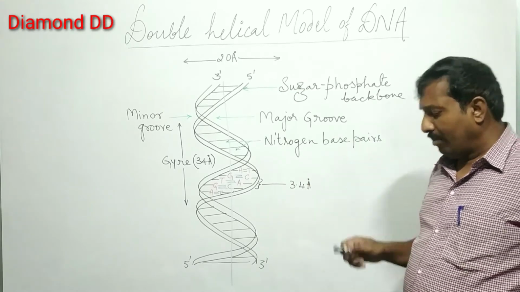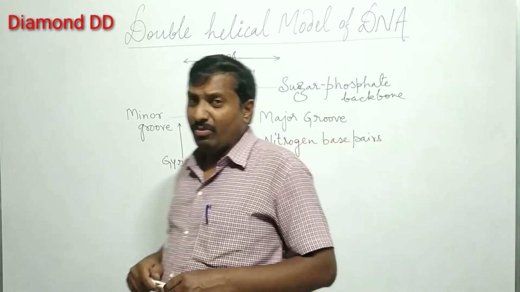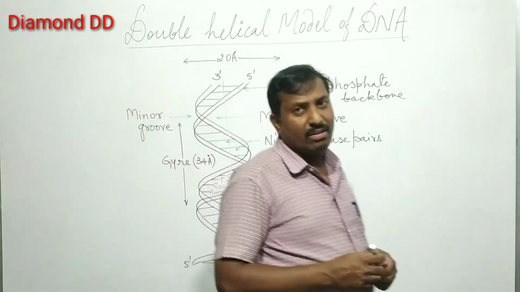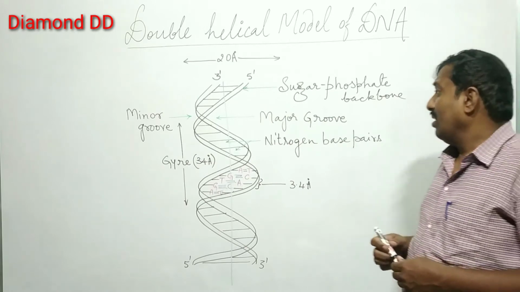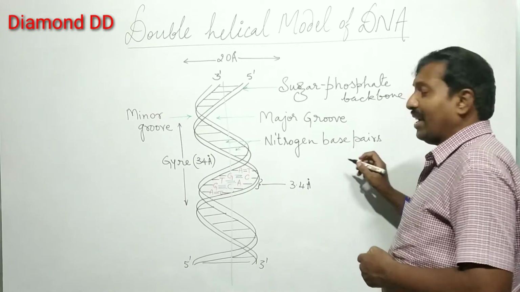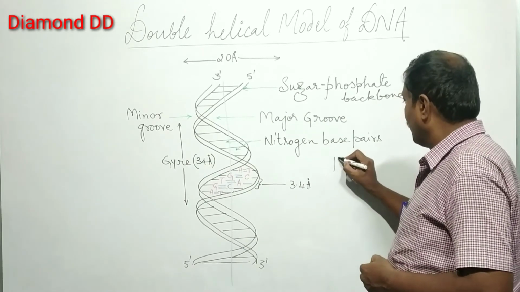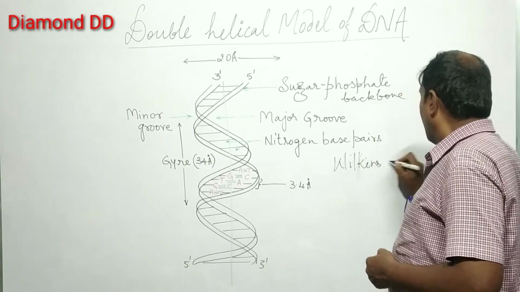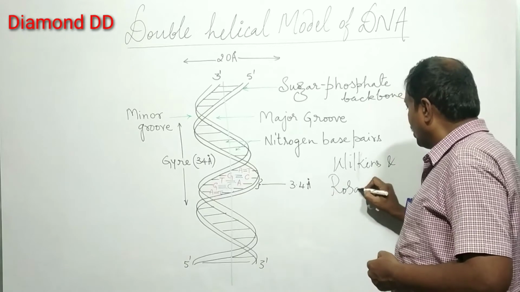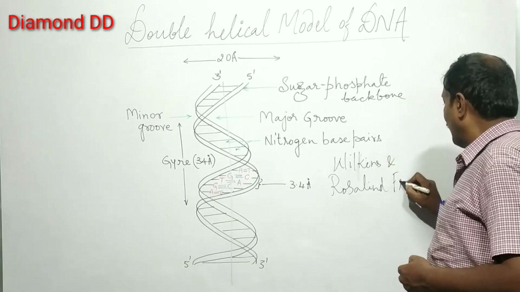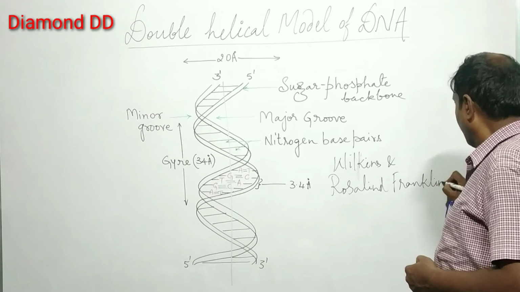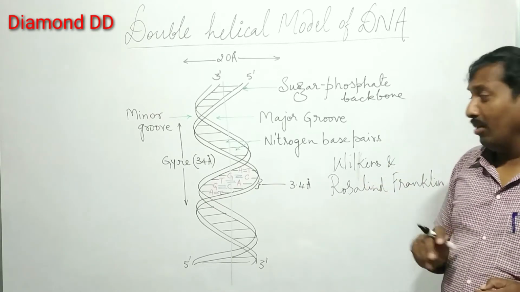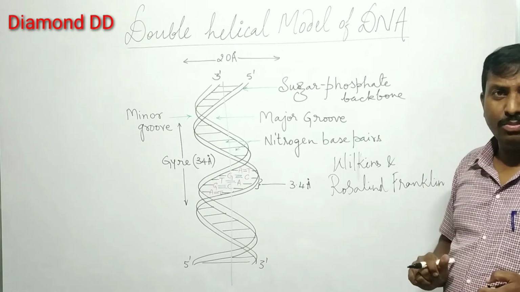Hence, this double helix model is very important, and it was first explained with X-ray crystallography by Wilkins and Rosalind Franklin. Later, Rosalind Franklin couldn't continue anymore, giving much more detail.